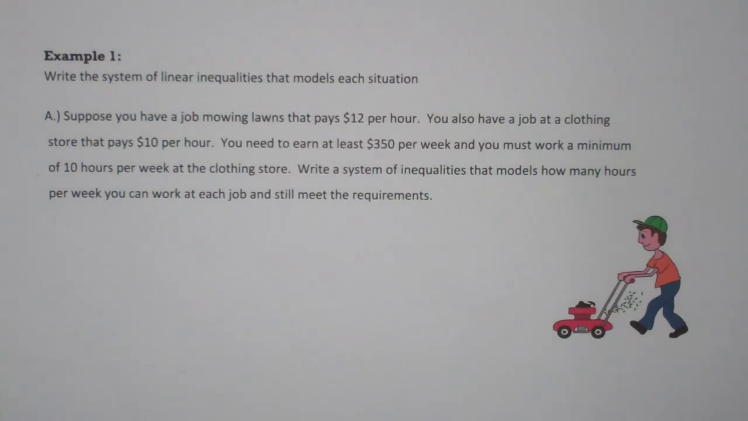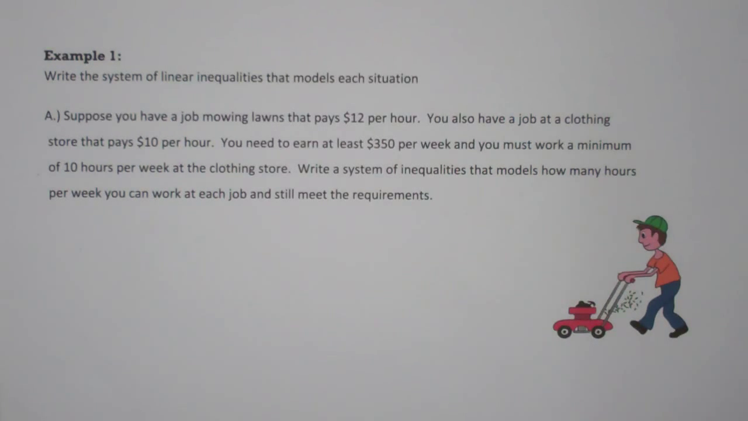In example 1, we need to write the system of linear inequalities that models each situation. Notice it doesn't say solve, it just says write the system. So in A, suppose you have a job mowing lawns that pays $12 an hour. You also have a job at a clothing store that pays $10 an hour. And then you need to earn at least $350 per week. And you must work a minimum of 10 hours per week at the clothing store.